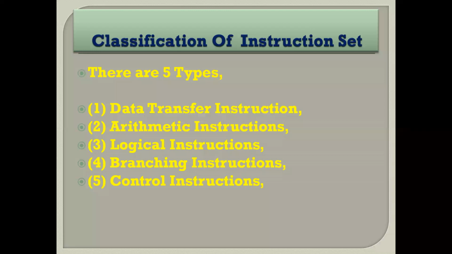Next, arithmetic instructions. We have already seen the various arithmetic operations like binary addition and binary subtraction. There are 4 main types of arithmetic operations: binary addition, binary subtraction, then increment and decrement operations. If we want to perform arithmetic operations, we are going to use the instructions present in this set. Next one, logical instructions.